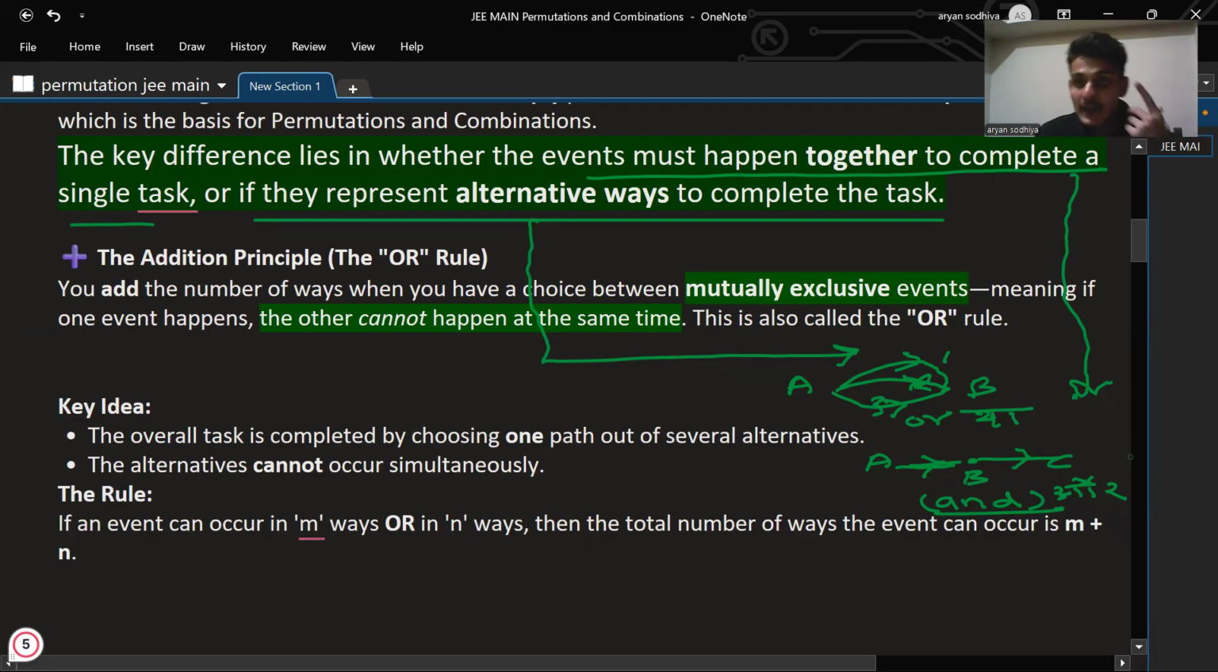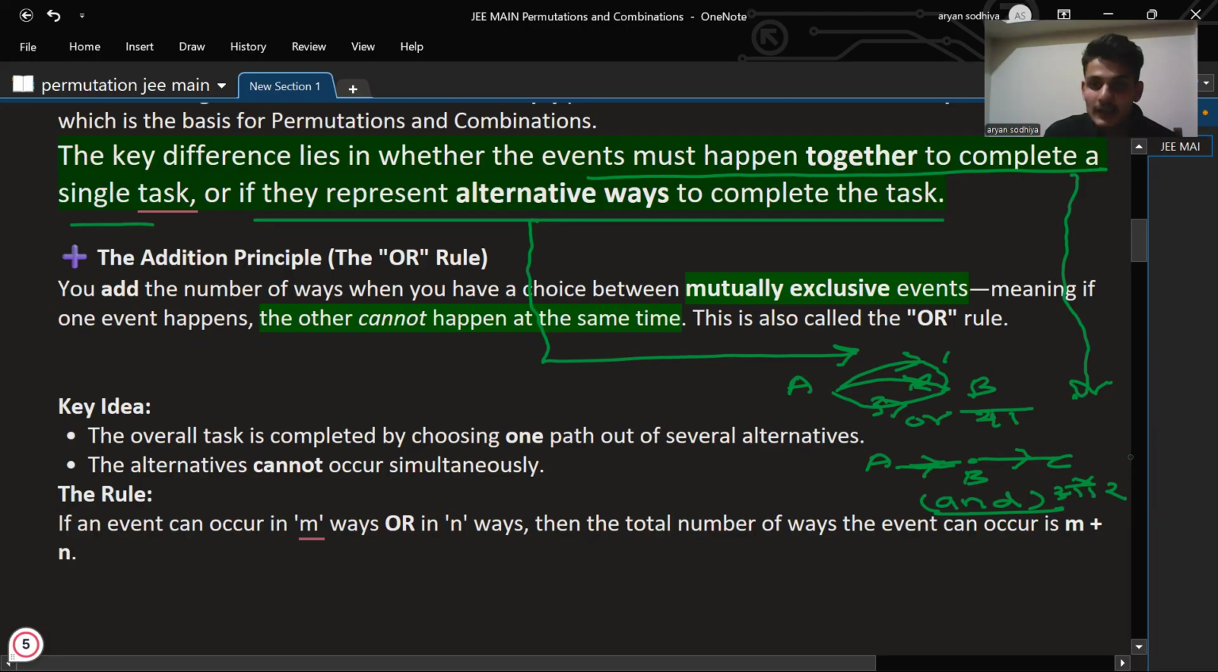If you are using "or", then it's a condition of alternative ways. You have alternative ways. Either you can go from one or two or three. या तो इससे जाओगे या तो इससे जाओगे या इससे जाओगे. These are the alternative ways. कोई एक होगा तो दूसरा नहीं होगा. They represent the alternative task. ठीक है, alternative ways of completing the task.